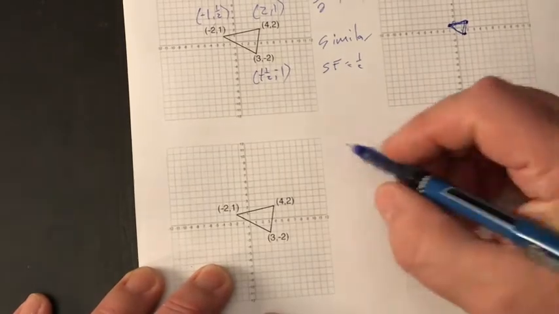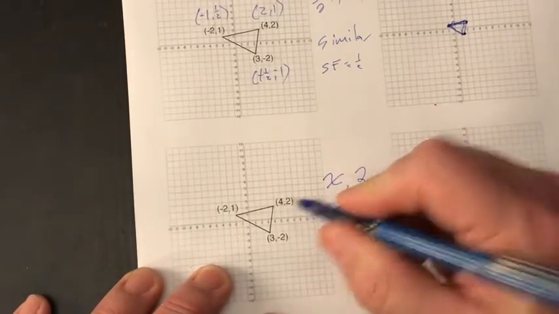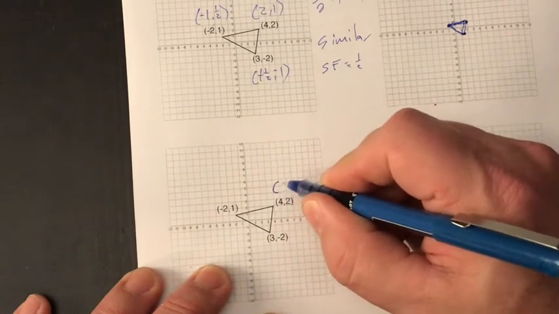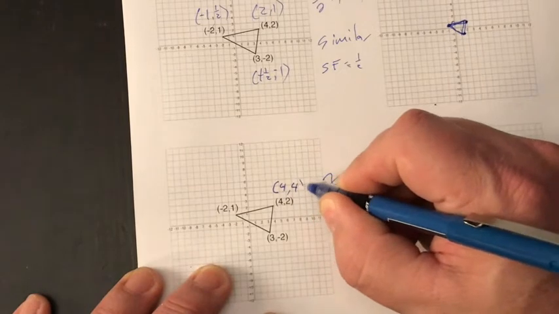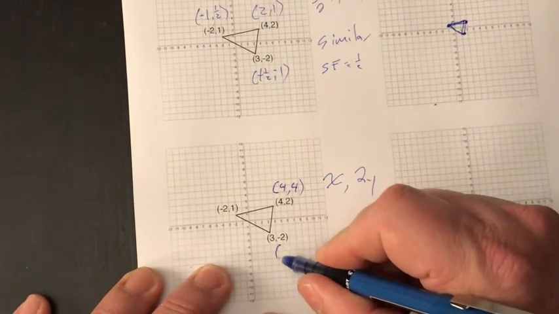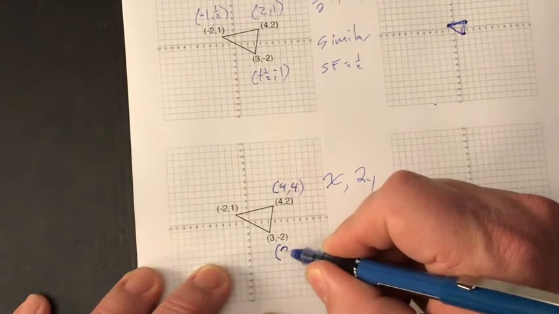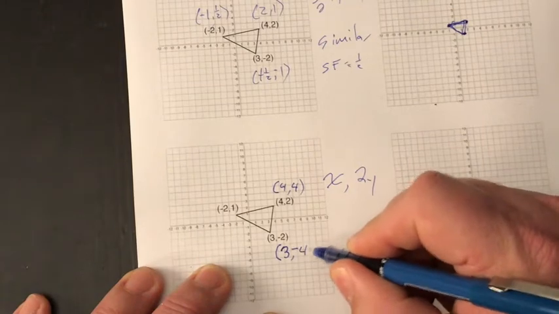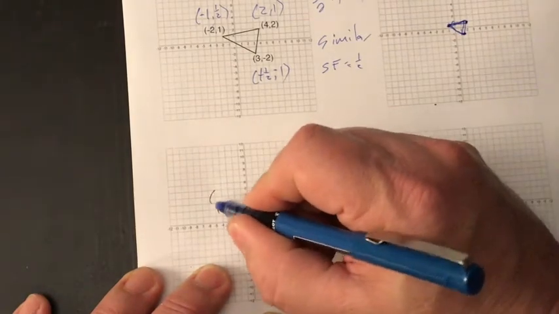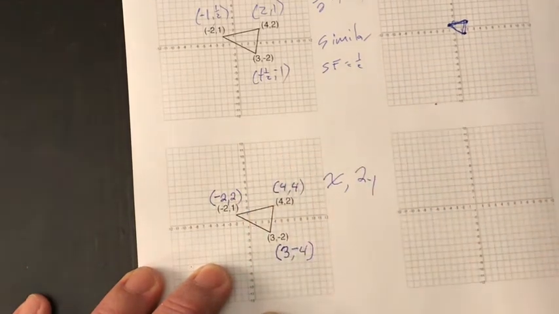Let's try something different. Let's try x, 2y. Okay, so now the x value doesn't change, but the y value gets doubled. What's this going to do to the shape? The x value, again, doesn't change, but the y value gets multiplied by 2. Now, do you think this is going to create a similar shape?